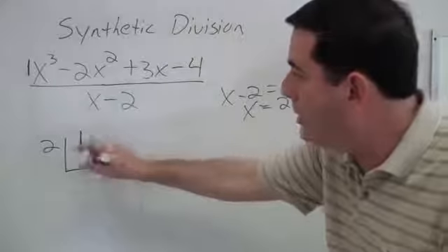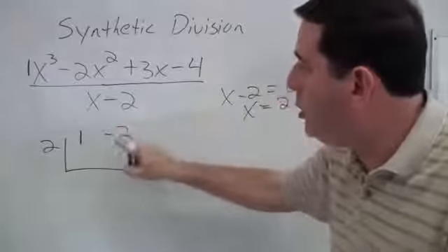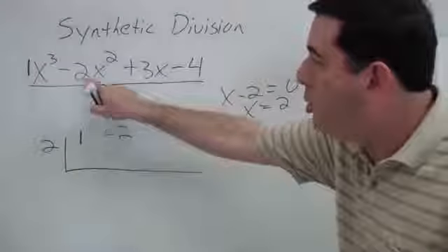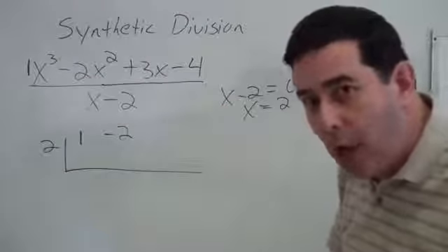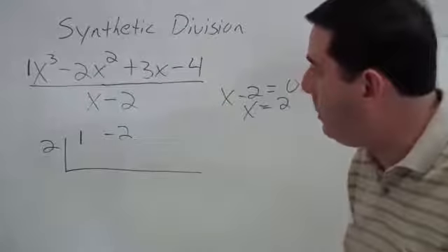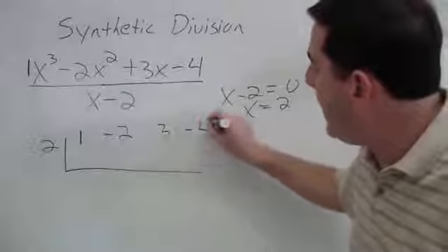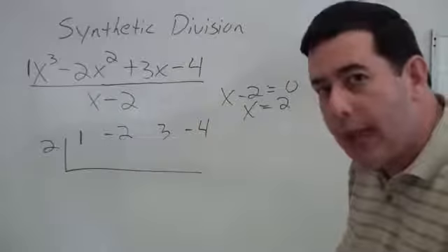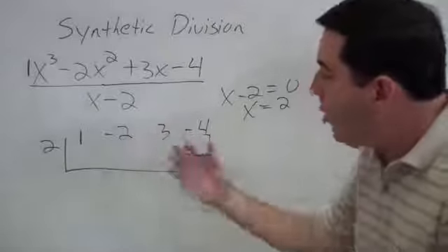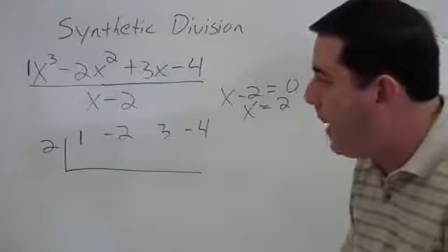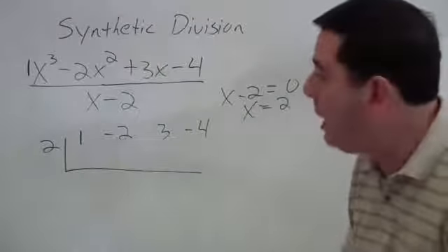1x cubed started us. Here is a negative 2x squared. Make sure that you see that the sign is part of it, and it's a negative 2 that we've listed. Then we had a 3x, and back on the back a negative 4. The sign was part of that again. Here is our synthetic division box set up for us to complete the problem.